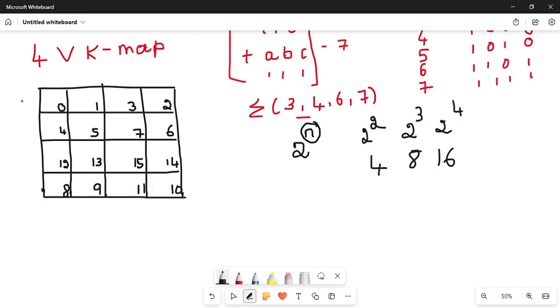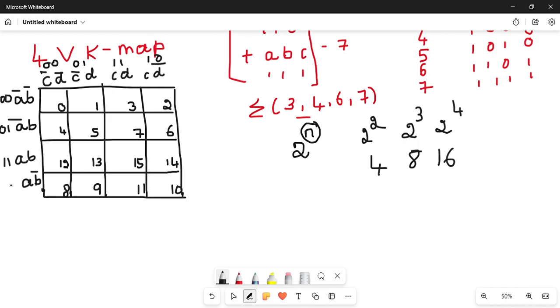Now here you are supposed to write it as 0 0, 0 1, 1 1, 1 0, that is a bar b bar, a bar b, a b and a b bar, right? So this is 0 0, 0 1, 1 1, 1 0. Here it is c bar d bar, c bar d, c d and c d bar, right? Here it is 0 0, 0 1, 1 1, 1 0 and here it is also 0 0, 0 1, 1 1, 1 0. So you have to construct a 4 variable K-map like this.